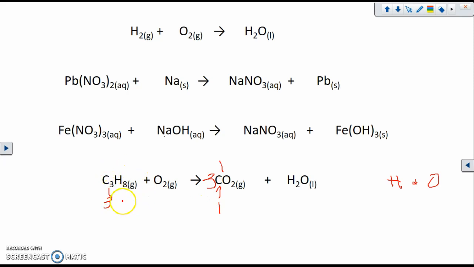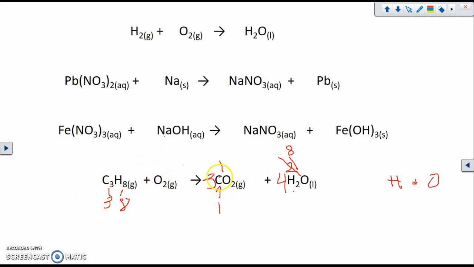We have 8 hydrogens here, 8 hydrogens, and we have 2 hydrogens here, right? So we have 2 hydrogens here. What number do we need to multiply 2 by to get 8? We are definitely gonna put 4 there. So now we have 8, right? So we have 8 hydrogens, 3 carbons, 3 carbons.